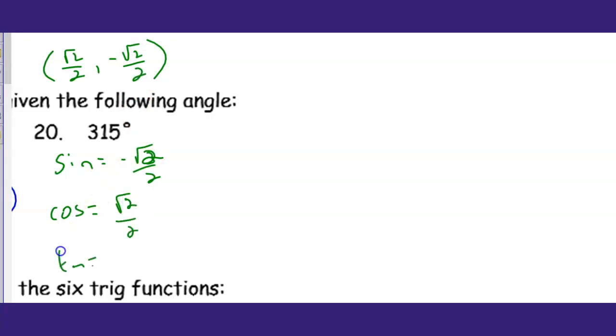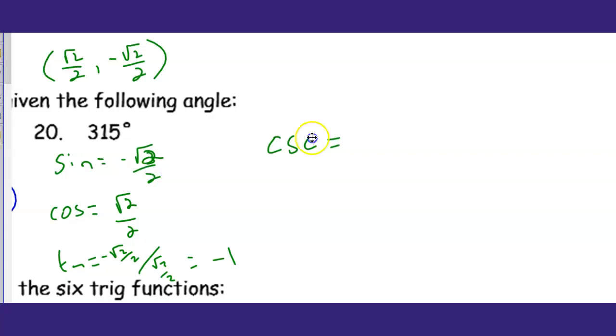And tangent would be sine over cosine. So, negative radical 2 over 2 divided by radical 2 over 2, right? Now that's the same thing, just negative. So radical 2 over 2 divided by radical 2 over 2, all right? But the negative is there, so it's -1.